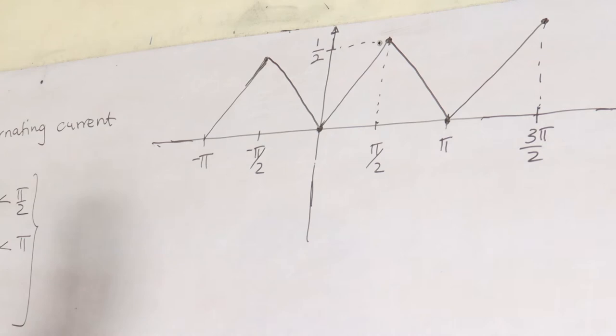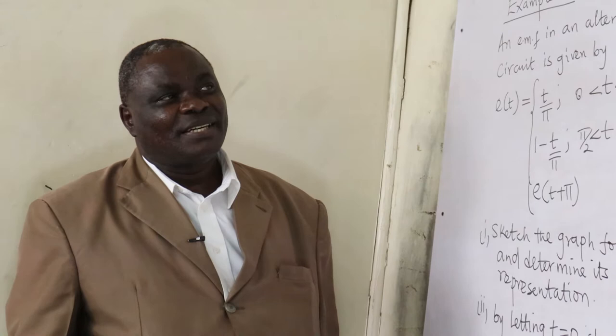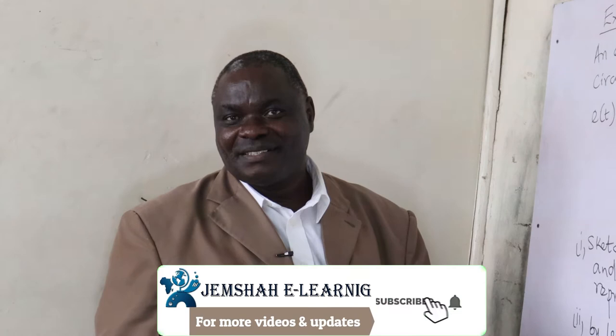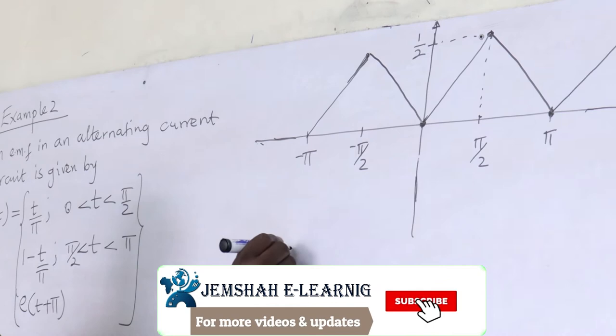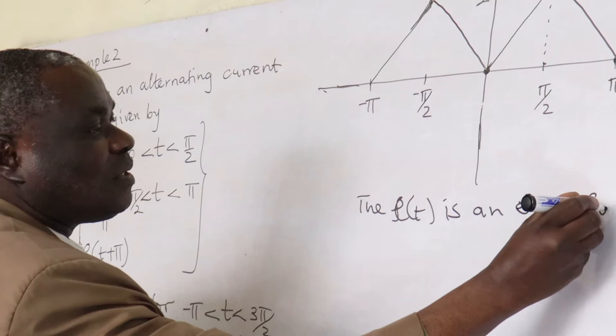Now when you check that graph, if it's now drawn fully like that, is it even or odd? It is even, eh? It is now even. So if it is even, now we say the function, the E of T is an even function.